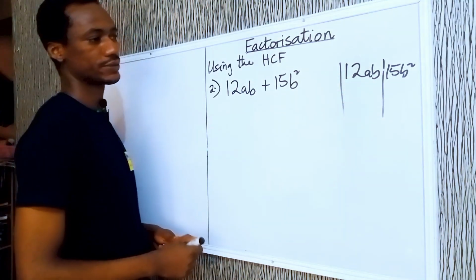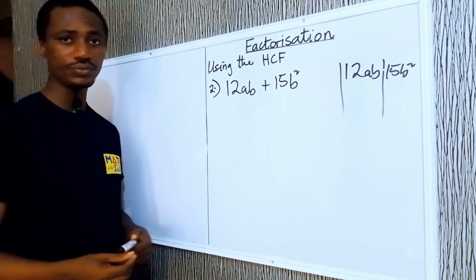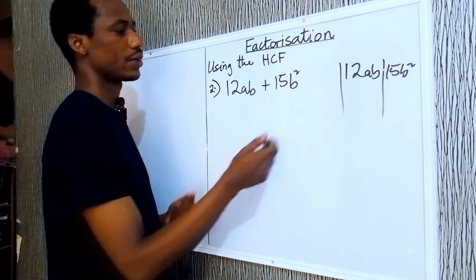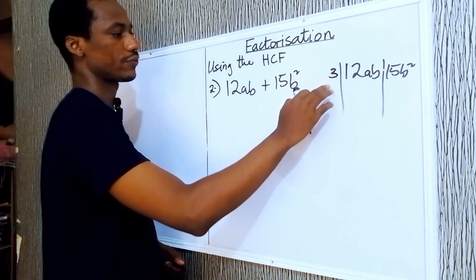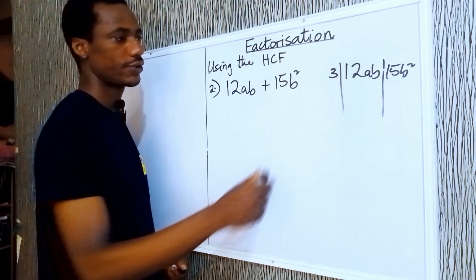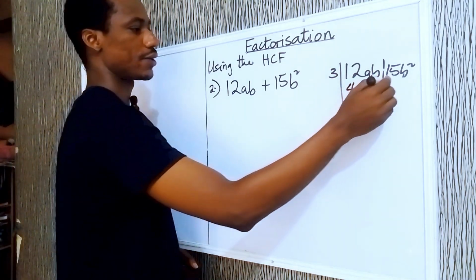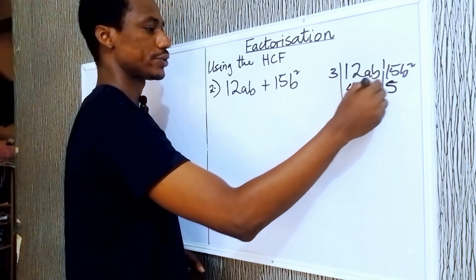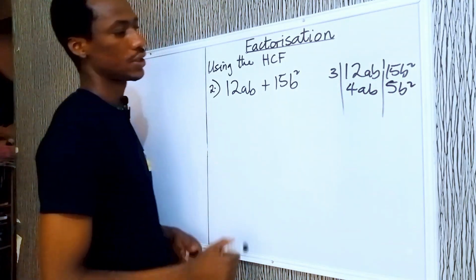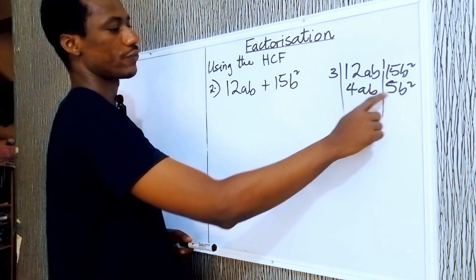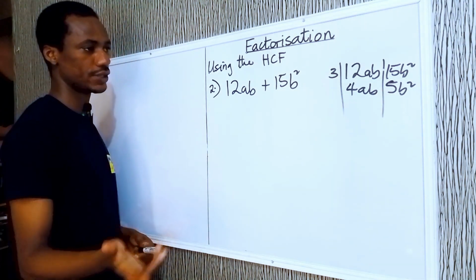12 and 15, any common factor? 3, right? 12 and 15 are both multiples of 3, so 3 is a common factor. So 3 goes in 12 4 times, 3 in 15 5 times. The letters remain the same. At this point we are done with the coefficients. There's no common factor again between 4 and 5 other than 1.